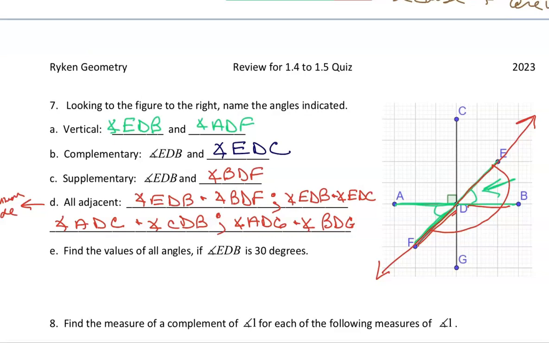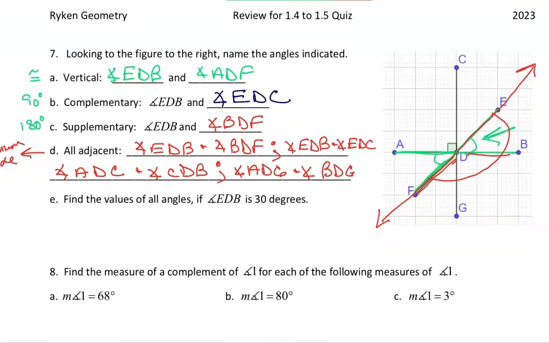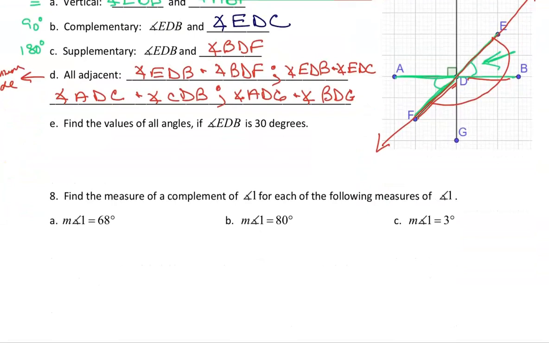Okay, so let's make some more notes up here. Okay, vertical, they're going to be congruent. Complementary, sum to 90. Supplementary, sum to 180. Okay, be very comfortable being able to give me that information in response to questions I may ask you on the upcoming quiz. Okay, so it says find the values of all angles if EDB is 30 degrees.